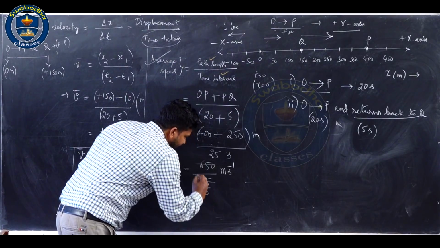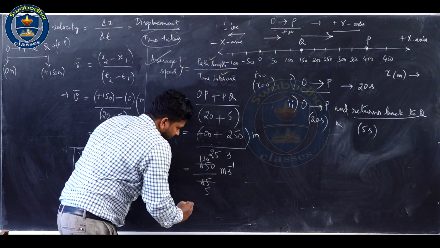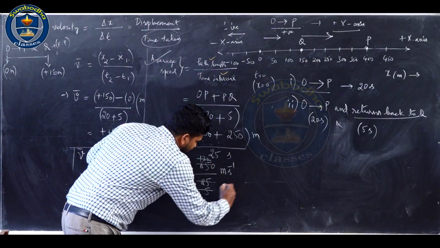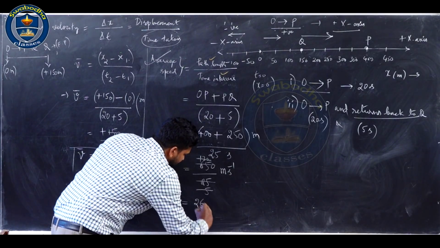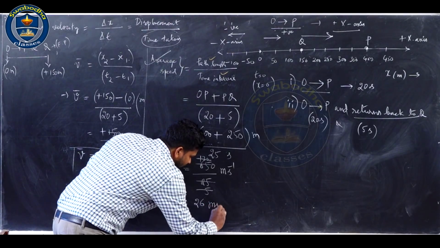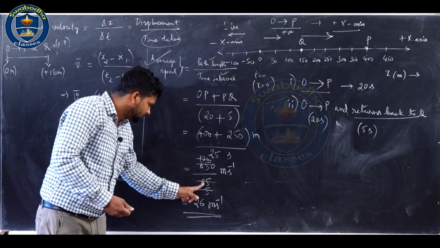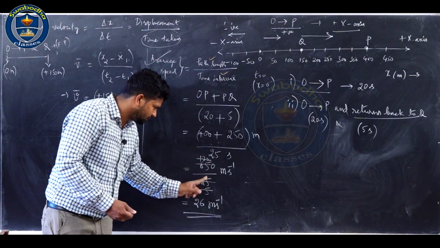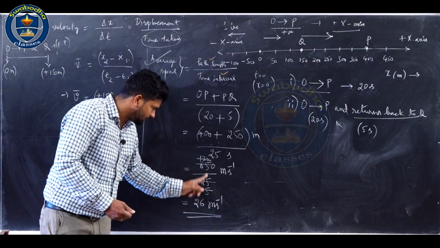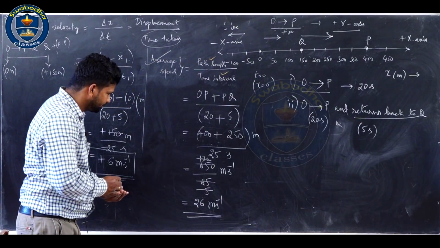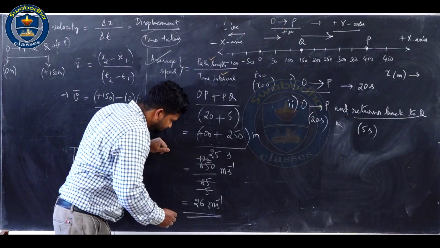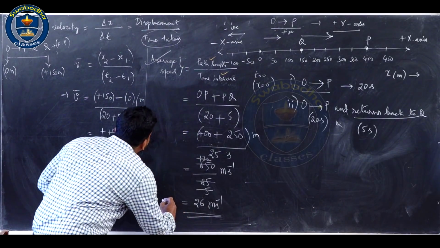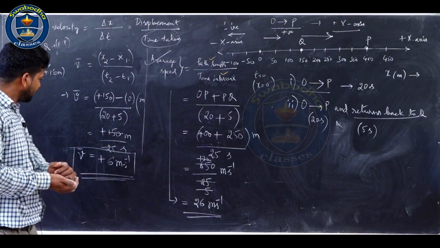So we divide 650 by 25. 5 fives are 25, 5 ones are 5, 5 twos are 10, and so on. So what is this? This is the average speed. Average speed is 26 meter per second.